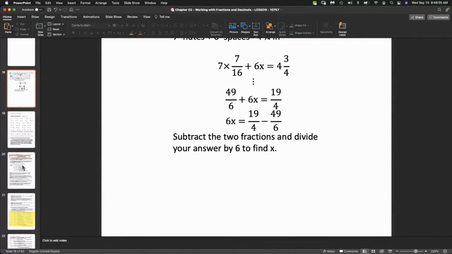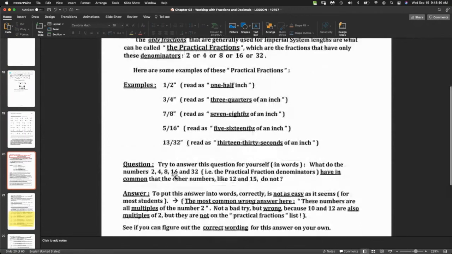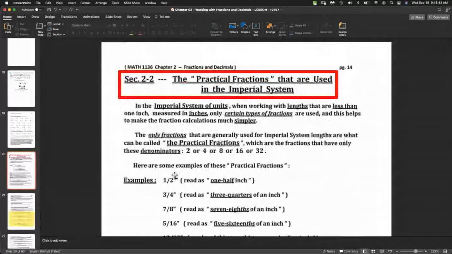We're going to be taking a break shortly, but I do need to do a little bit of discussion about practical fractions in the imperial system. This is where it'll be very keen for your memory skills that you know how to do these fractions.